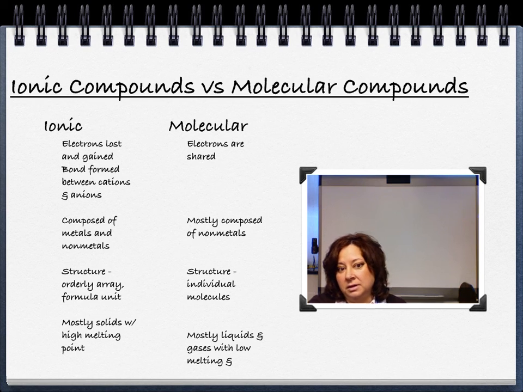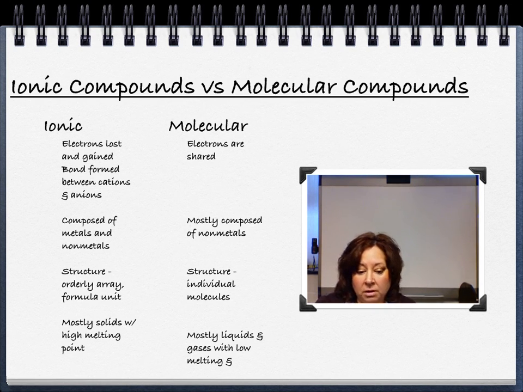Now, the reason these atoms want to gain and lose electrons is so that they can be just like their heroes, the noble gases. And when these oppositely charged ions become attracted to one another, that forms what we call our ionic bond. Now, unlike molecular compounds, where we have atoms that want to share electrons to achieve a noble gas formation and satisfy the octet rule.